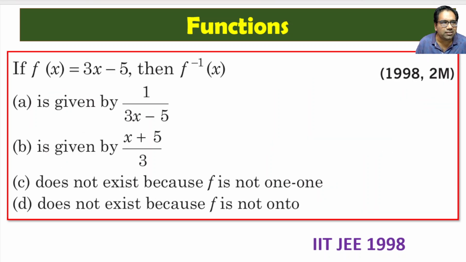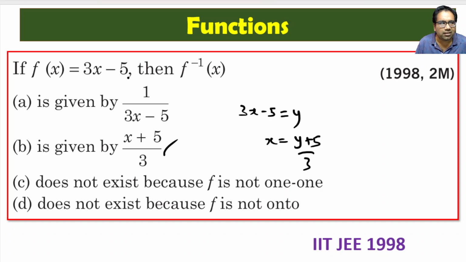Right. Another very easy problem here. We have 3x minus 5. We have to find what is f inverse. Very basic. 3x minus 5 equal to y. That means x equal to (y plus 5) by 3. What is f inverse? It is (x plus 5) by 3.